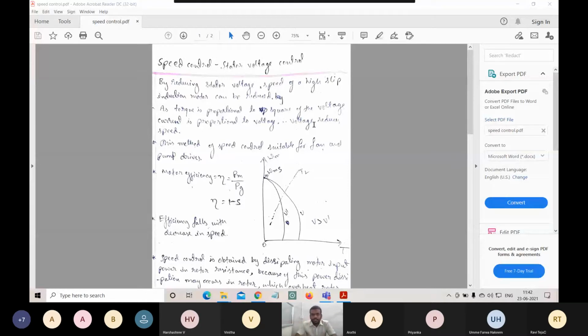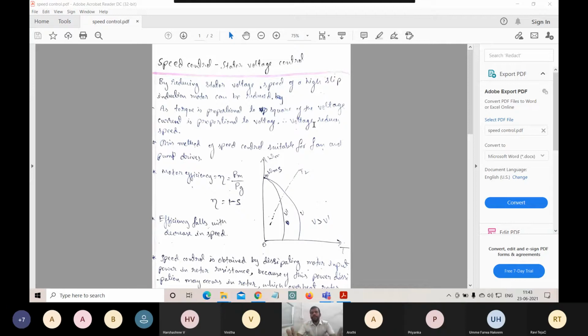We derived equations for the voltages, the torque, the speed, the stator current, the rotor current referred to the stator, and the maximum torque. We have derived these equations in our first class itself. So by using those equations, if you want to control the speed of an induction motor, we have to reduce the stator voltage. By reducing the stator voltage, we can reduce the speed of high slip induction motors.